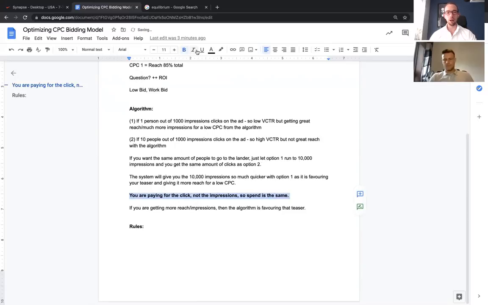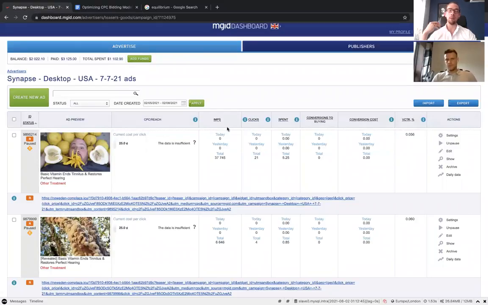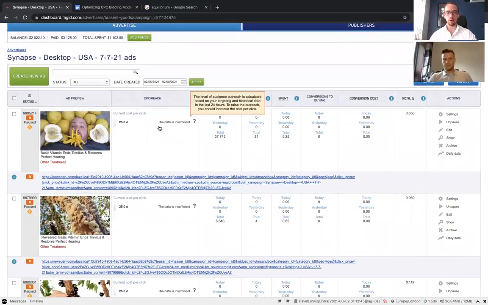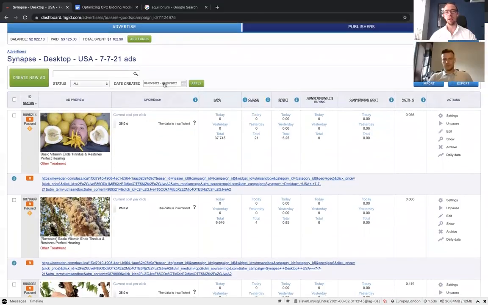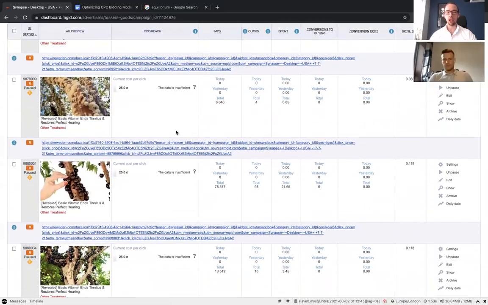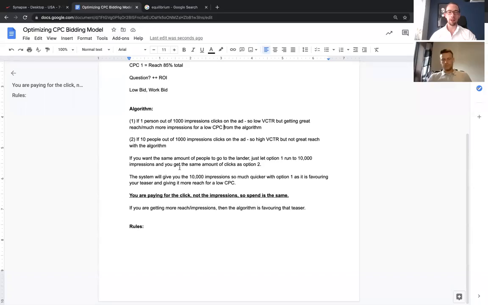This is the most important one, what a lot of people don't understand. If you're getting more reach, more impressions, then the algorithm favors that teaser based on the algorithmic metrics that they use, right? So in this regard, when we look at this overview, it says data is insufficient because this campaign is a little bit older, but if this campaign were live and running right now, it would indicate reach levels. For this cost per click, what kind of reach can we get, right? So for the same cost per click, the one with the highest reach will be offered the most impressions per day, because that is basically the algorithmic favorite, and that's your teaser process.